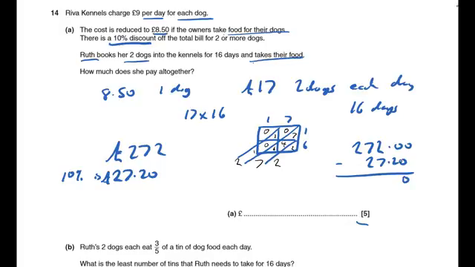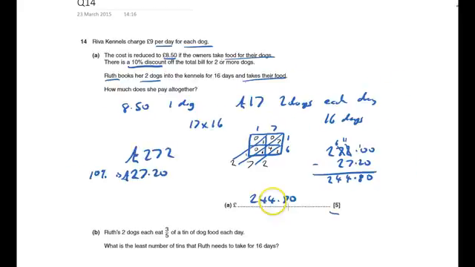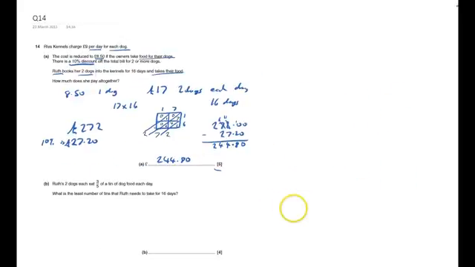0 take away 0 is nothing. 0, I can't do that, so I have to borrow 1 from there. 10 take away 2 is 8. Put my decimal point there. 1 take away 7, I can't do that, so I'm going to have to borrow 1 from the 7, make that 6, and make that now 11. 11 take away 7 is 4. 6 take away 2 is 4, and that's 2. So that'll be £244.80. Okay. There's other ways of doing it, but that is the answer for that first part.